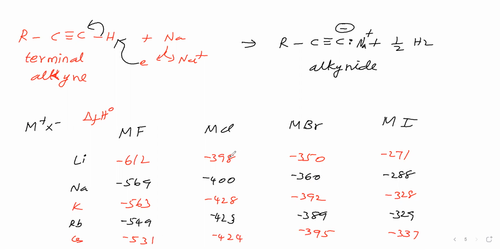Now we will take lithium. How is the standard enthalpy of formation? Fluoride is more negative, more exothermic. Chloride is less exothermic, bromide still less, iodide still less. Therefore, the order of negative delta H naught f for a particular metal is fluoride greater than chloride greater than bromide greater than iodide. Now we will see stability.